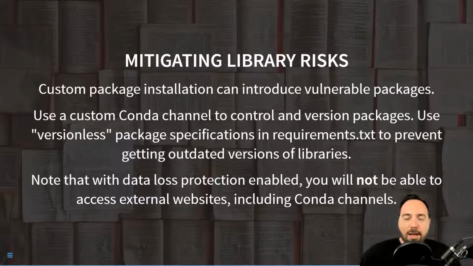Of course, that has its own downside risk that a lot of packages tend not to be as backwards compatible as we'd like them to be. So you may have some perfectly working code today that breaks tomorrow because version 2.6.3 of blah, blah, blah library broke their API, and therefore your stuff's broken. If you have data loss protection enabled, you cannot access external websites. That includes conda channels. If you want to get those packages, store them on the data lake, load them up as you create the Spark pool. There are some extra steps involved.